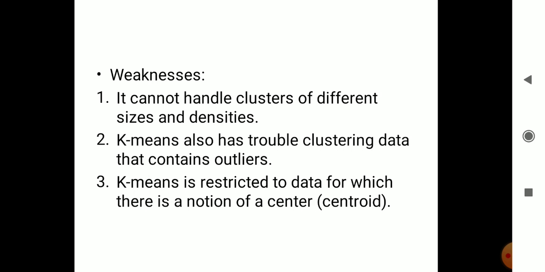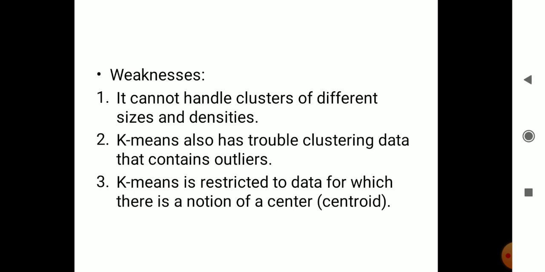Coming to the weaknesses of the K-means algorithm, it cannot handle clusters of different sizes. Suppose you are considering clusters having different densities and different sizes, that means one cluster consists of only 2 data objects and the other clusters consist of some 20 or 30 data objects. They have different densities; the densities are not so near to each other. Such types of clusters cannot be handled perfectly by K-means or bisecting K-means.